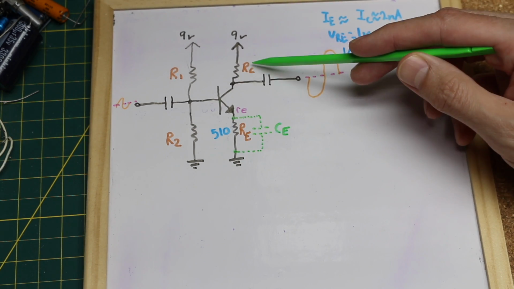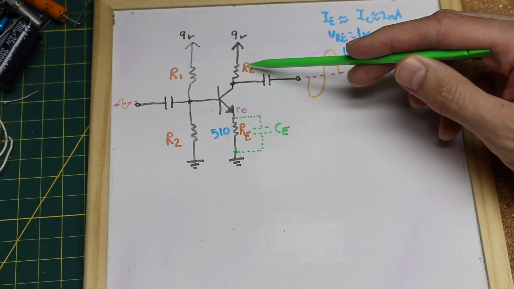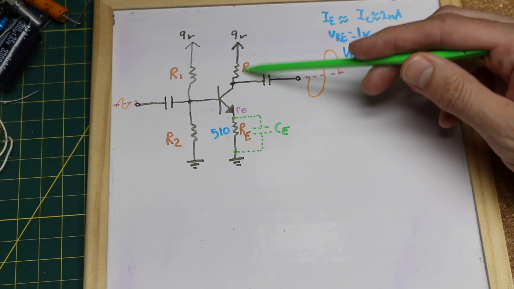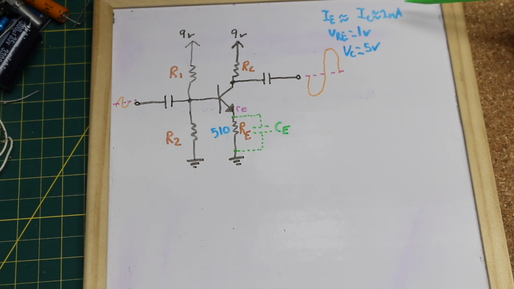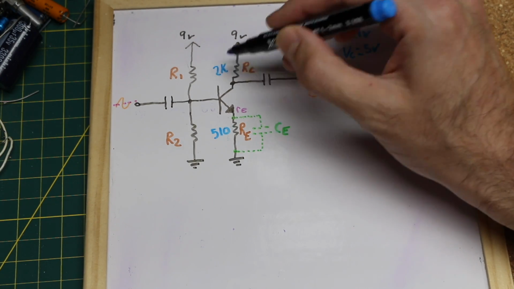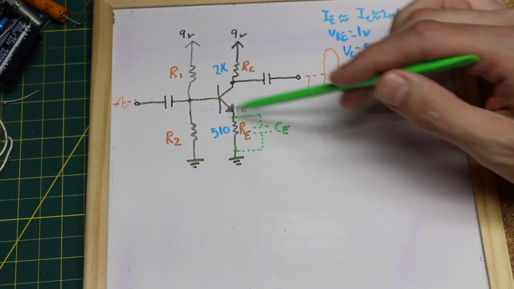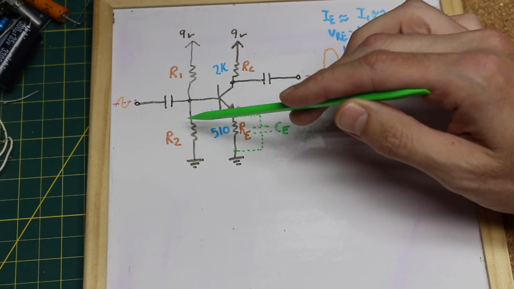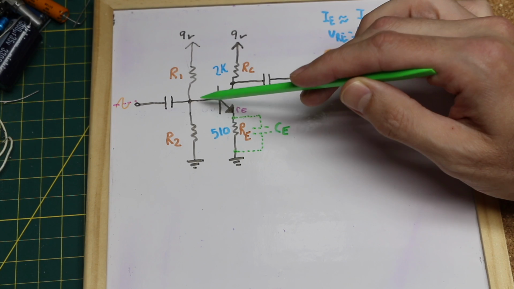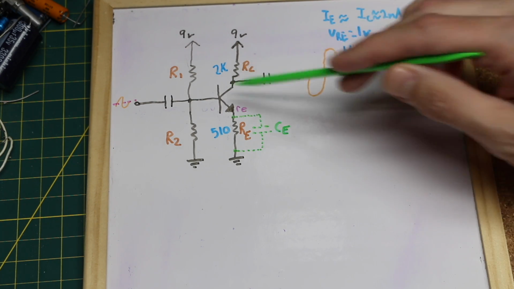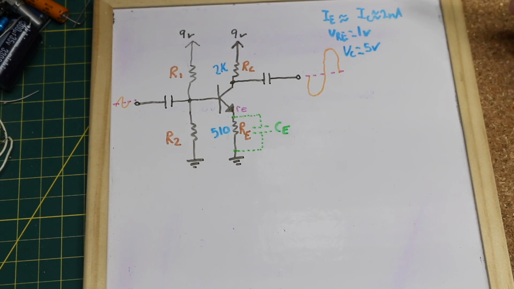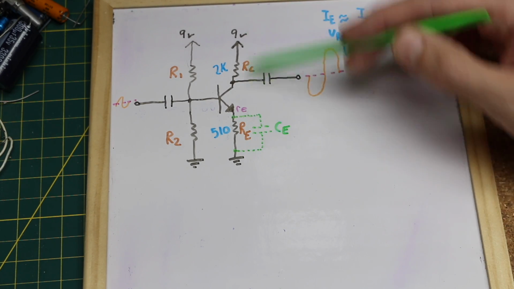Now I can calculate the collector resistor, the voltage across it. 9 minus 5 is 4 volts divided by my current of 2 milliamps. So that would be a 2K resistor. Now we can work backwards and figure out R1 and R2 to get the required base voltage to set up this DC operating point with 5 volts on the collector and 2 milliamps of collector current.